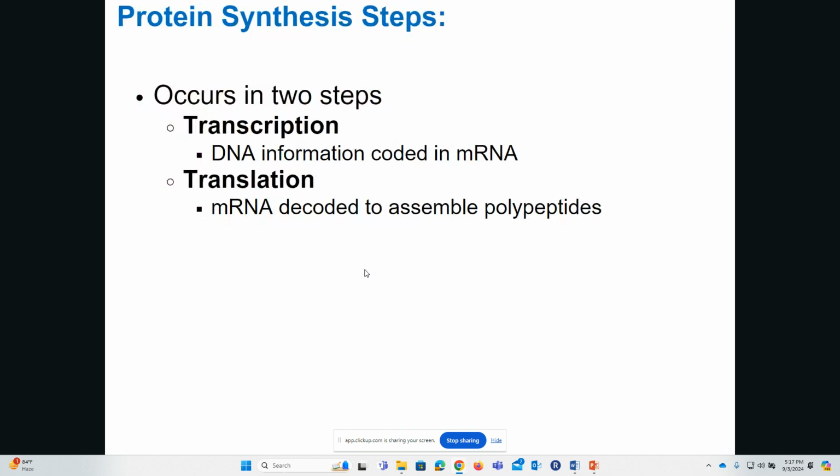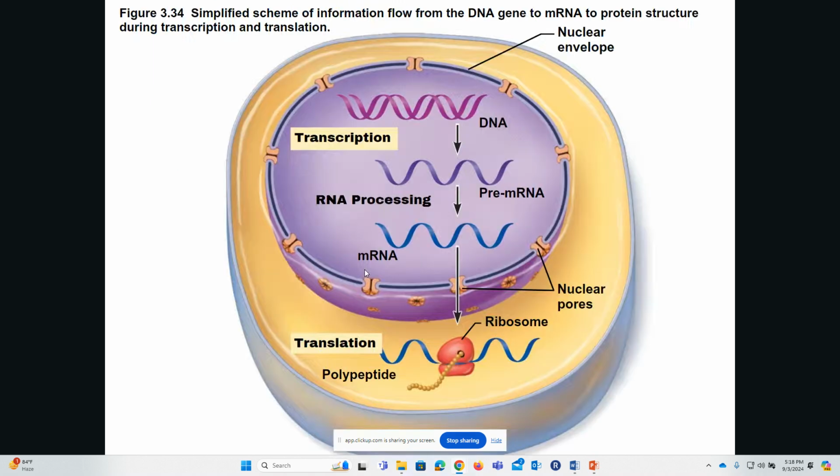And protein synthesis occurs in two steps: transcription and translation. Transcription transcribes DNA into RNA, and that's a process that keeps the molecular information pretty similar. DNA and RNA are both nucleic acids. Translation turns RNA, specifically mRNA, into a protein or polypeptide. So that's changing the molecular language. Transcription occurs in the nucleus, whereas translation occurs in the cytoplasm, but specifically at the ribosome.